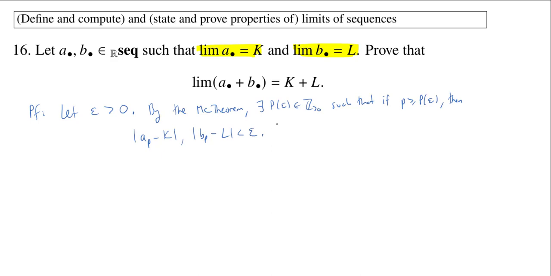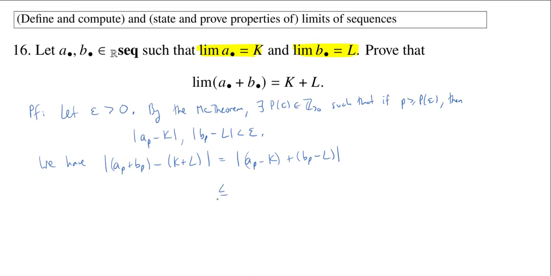Now we aren't interested so much in AP minus K or BP minus L, but rather in what happens when we look at maybe say AP plus BP minus the sum of K and L. So let's do it. We have that if we do AP plus BP, now this is the pth term of the sequence A dot plus B dot. And I want to know how far away that is from K plus L. In fact, I'd like to get it less than epsilon. Well, we can rearrange things. And if I do, I'll get AP minus K plus BP minus L.